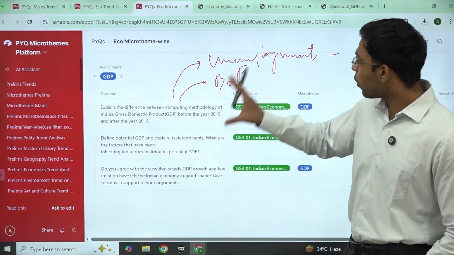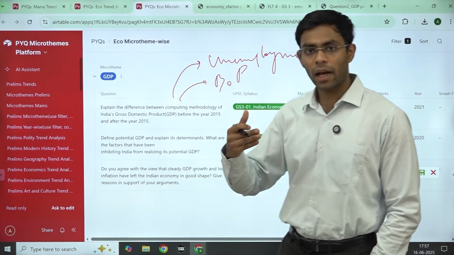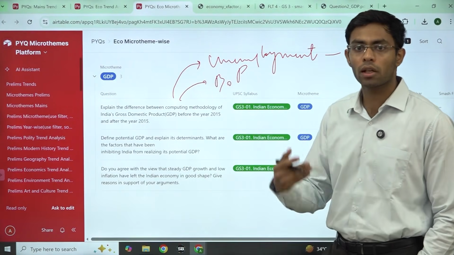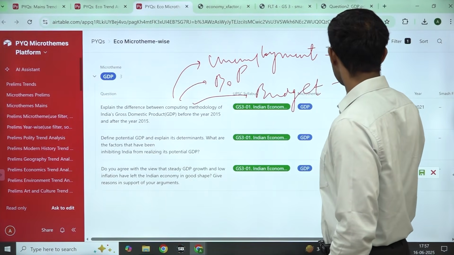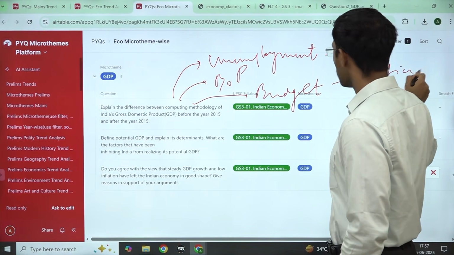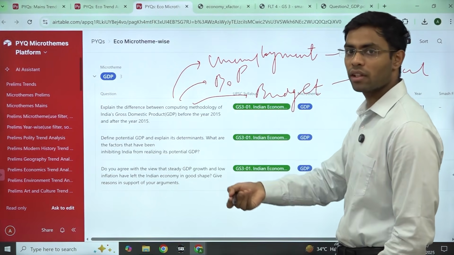So once you look at the PYQ of a particular micro theme, you'll get this idea of how questions on other themes which are equally important can be faced. This can be true for your budget. What is a deficit? In fact, if you have given this 2024 prelims, there were calculations based on what is revenue deficit, primary deficit, right?